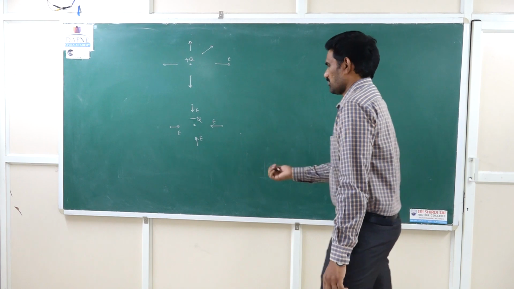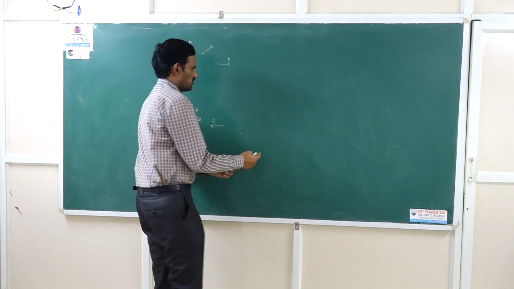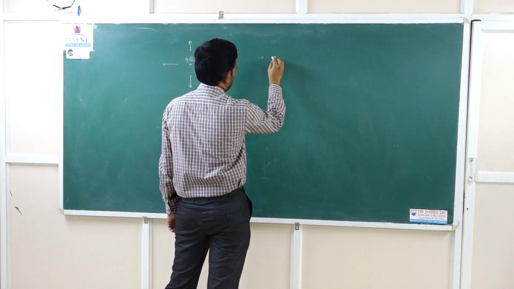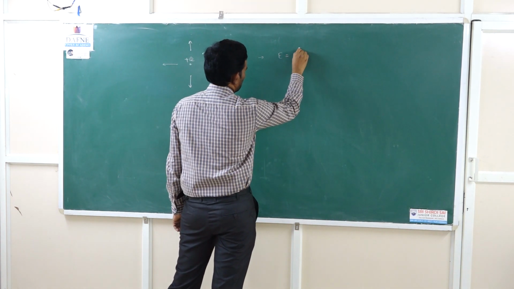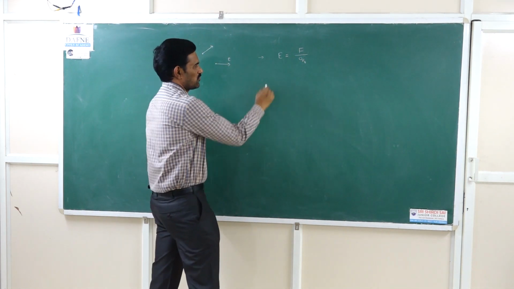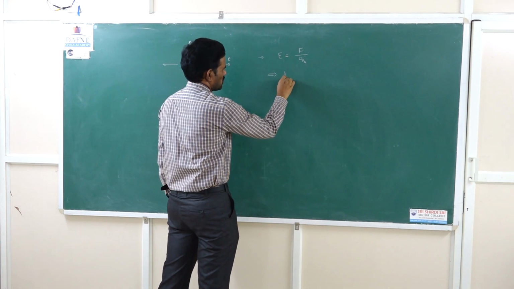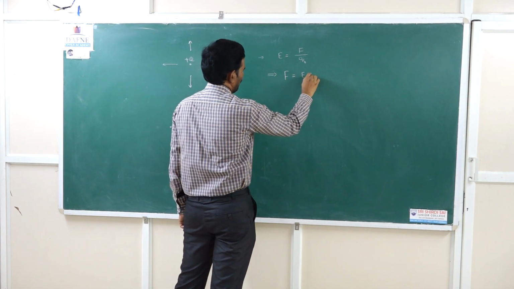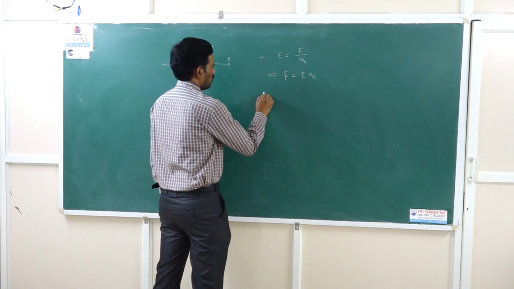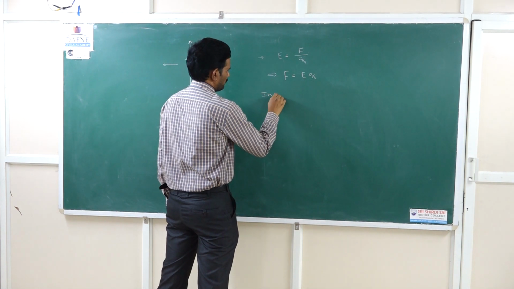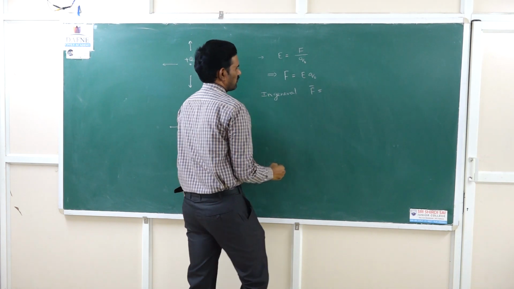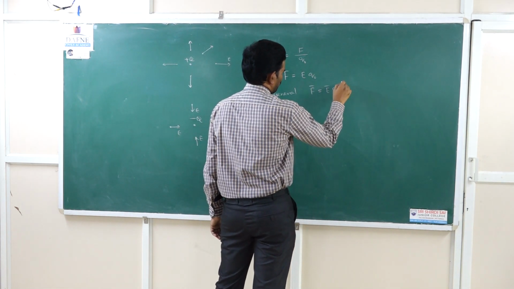And next, from the definition we can mention one point here which will be used later. According to the definition, electric field strength is F by Q0. From this, suppose I write the equation like this: F is equal to E into Q0. That means in general I can express it as F bar is equal to E bar into Q.